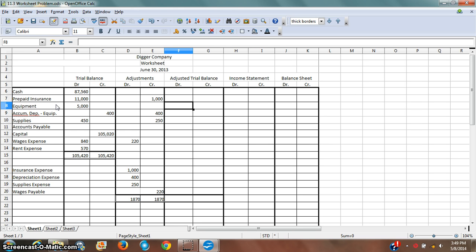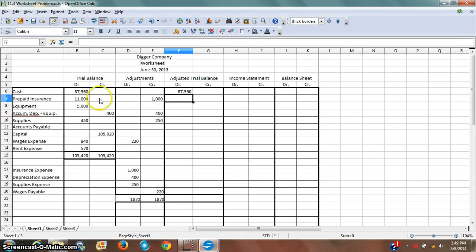Assets, withdrawals, and expenses are all debits, and then the others are credits. So let's go ahead and do that. We're going to do the adjusted trial balance column. So cash, I'm just going to start at the top and work downward. Here's cash.